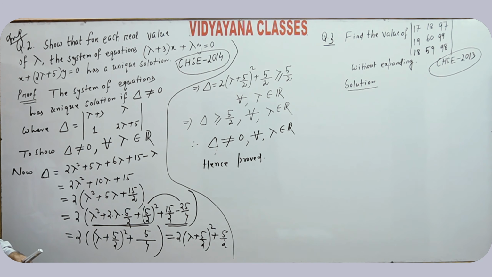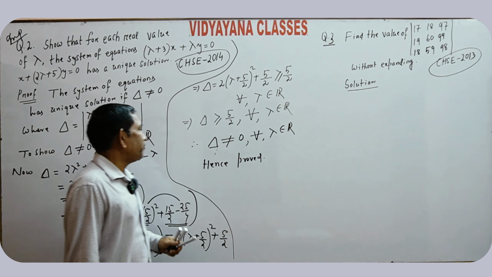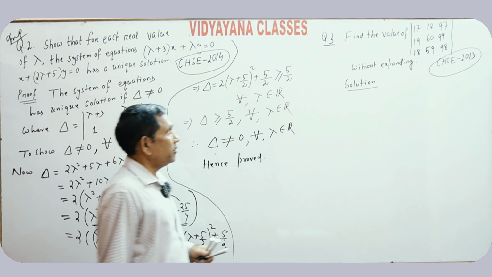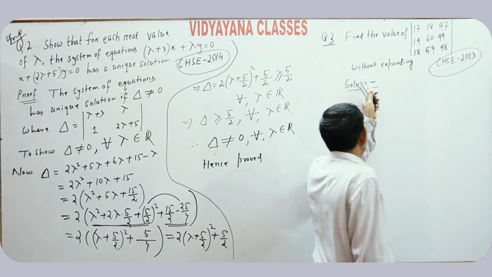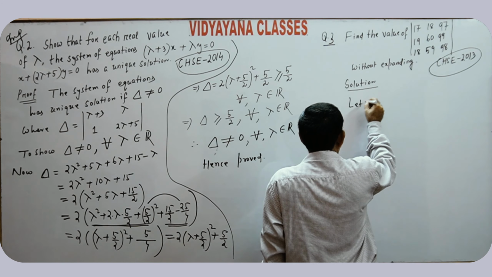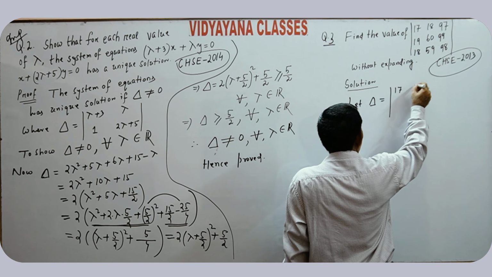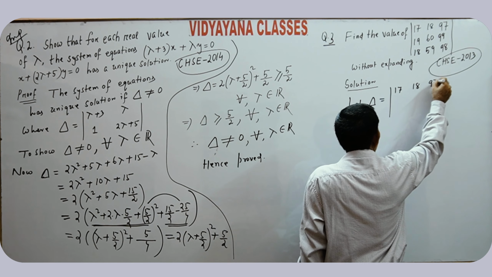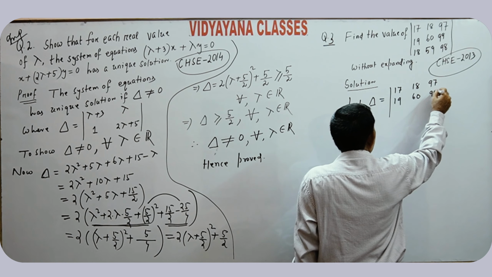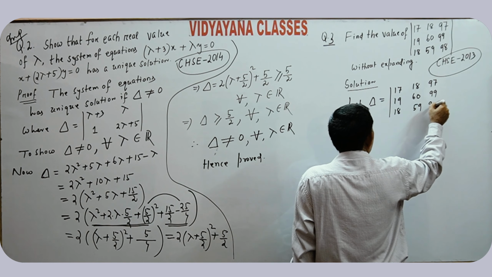Clear? Most important question. Council question 2014. Clear? Okay. Next, find the value of the determinant without expanding. Let del be the determinant having elements 17, 18, 97, 19, 60, 99, 18, 59, 98.